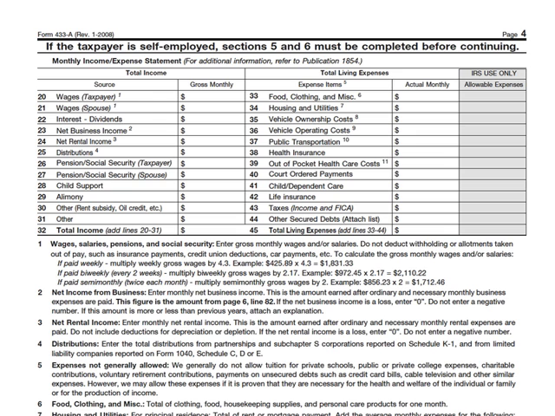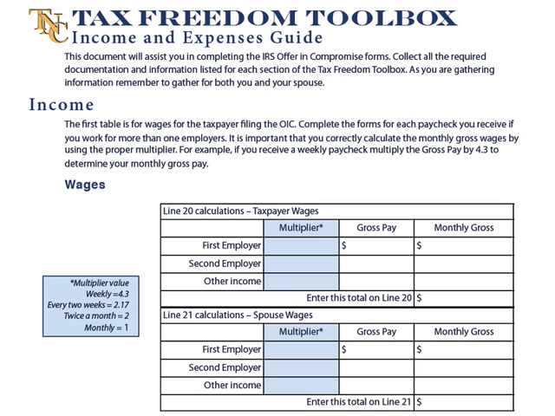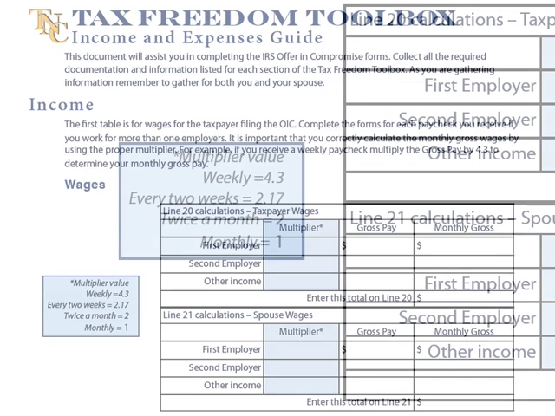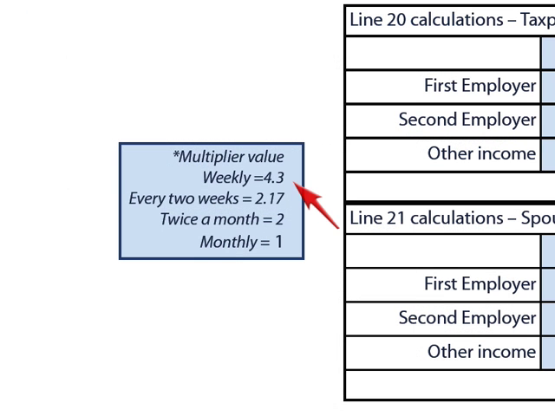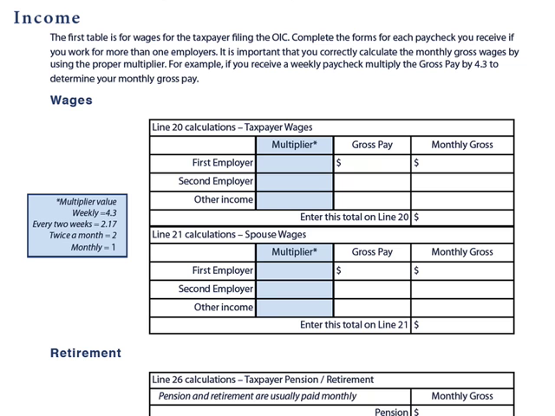We came up with a form. It's called the Tax Freedom Toolbox Income and Expense Guide. We're hoping that this will make it easier for you, Rick, because people are paid in different ways: weekly, every 2 weeks, twice a month, or monthly. If you follow the form, it should be fairly self-explanatory. Okay, let's open up the form and go to this. Now you can fill this form out online, or you can print it and just fill it out by hand.